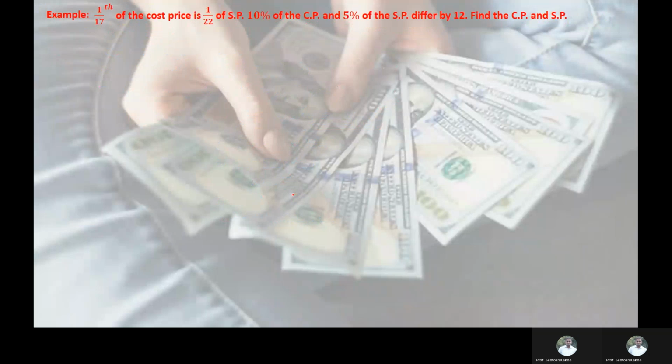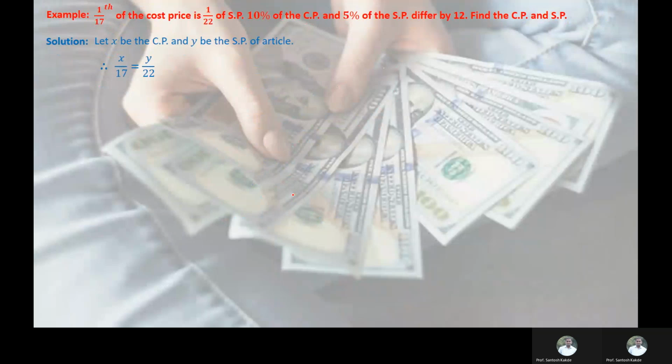Now let us take one more example, because it contains all types of mixed problems, whatever types we have seen previously. So we will take one more example. Example: 1/17 of the cost price is 1/22 of the selling price, and 10% of the cost price and 5% of the selling price differ by 12. Find the CP and SP, that is, the cost price and selling price. So without wasting our time, let us see the solution. Let x be the cost price and y be the selling price of an article.